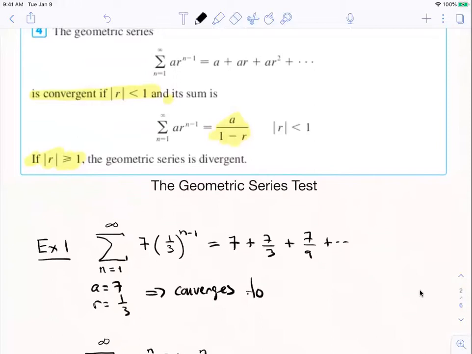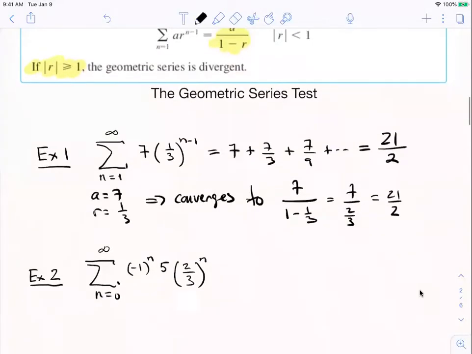so that's a convergent geometric series, and I can even tell you what it converges to. It converges to 7 over 1 minus 1/3. That's 7 over 2/3, which is 21/2. So this infinite sum, quote unquote, equals 21/2. And you guys know what I mean by that. I mean, if you added more and more terms to that thing, the partial sums would get closer and closer to the number 21 over 2. All right, pretty cool.